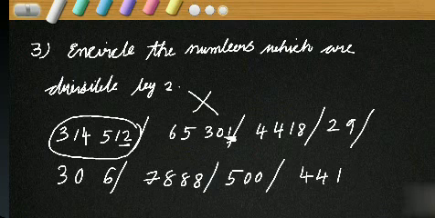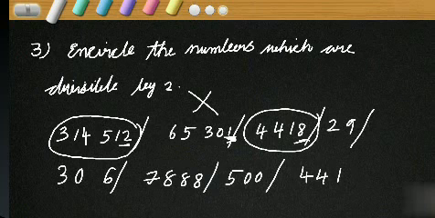What about the third number? The third number is 4,418. For checking the divisibility by 2, we need to consider only the last digit, isn't it? What is the last digit here? Last digit is 8. Is 8 an even number? Yes, we all know 8 is an even number. So we can encircle this, divisible by 2, isn't it?